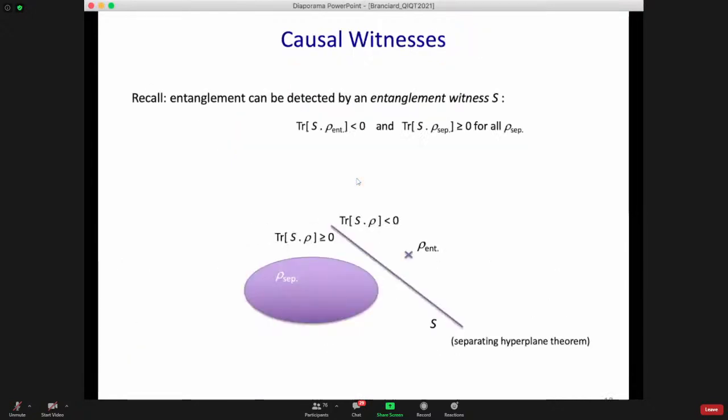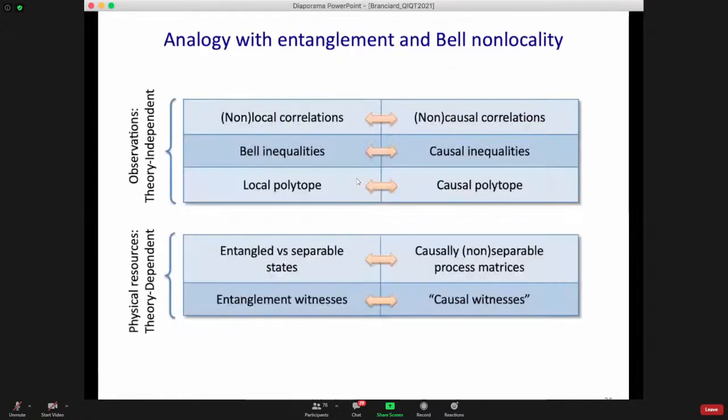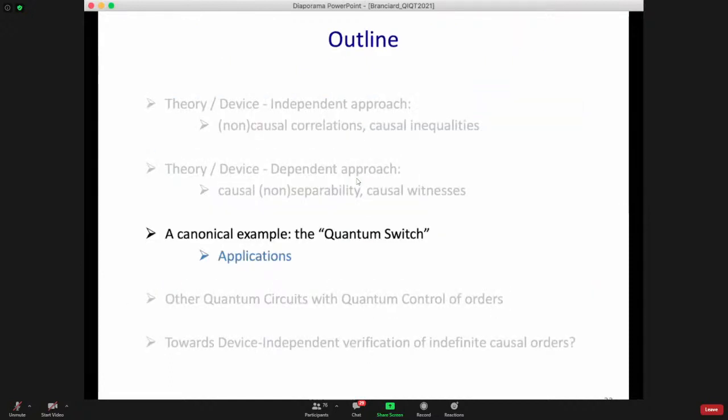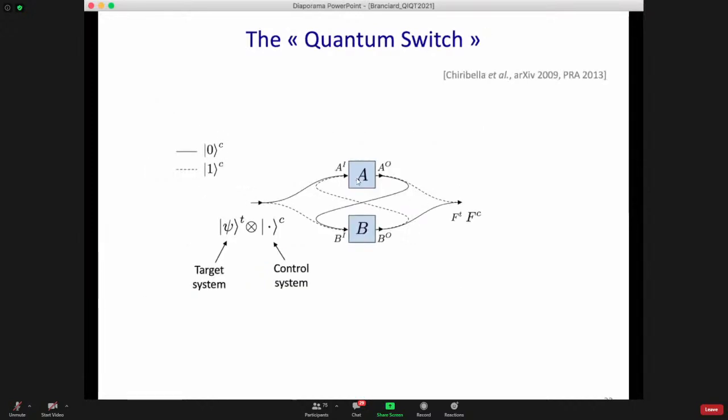Okay. So I realized that this was very formal and rather technical, and now I want to come to a more down-to-earth example of what it could mean in practice to have a quantum indefinite causal structure. And there's a canonical example that has been introduced and studied a lot in the literature, which is the quantum switch.